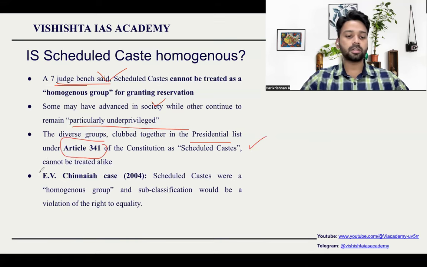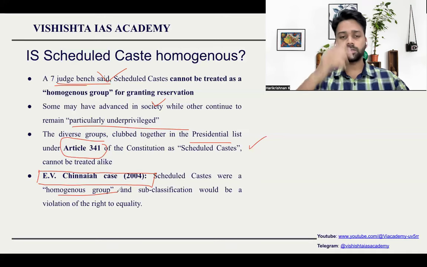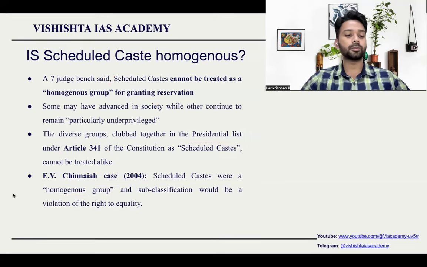A very important case in this respect is the E.V. Chinnaya case of 2004. In the E.V. Chinnaya case, the Supreme Court said that scheduled castes are a homogeneous group. Homogeneous means they are a single group. But in recent times, the Supreme Court is saying completely the opposite. They are saying that homogeneous characteristics may not be applicable to the scheduled caste because certain castes have developed very well, certain castes have not developed well. So we need to do some classification. We need to focus on certain groups more, is what the Supreme Court is saying.